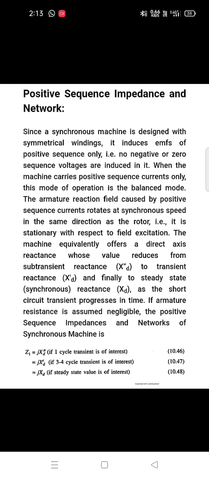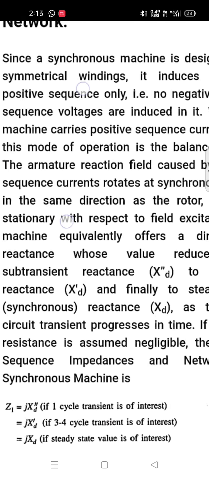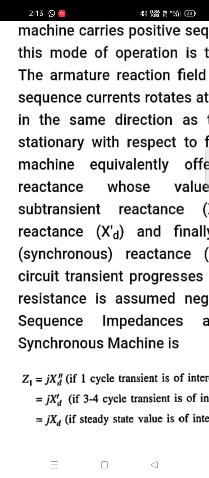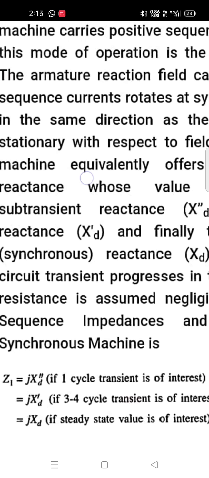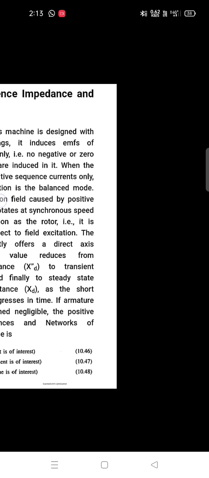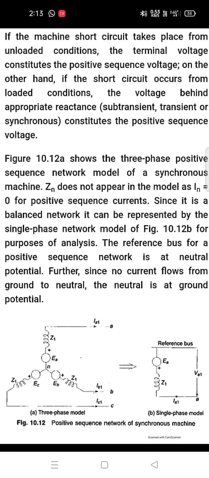As the short circuit transient progresses in time, if armature resistance is assumed negligible, the positive sequence network will be like this: j Xd'', if one cycle transient is of interest, it will be subtransient. For transient, it will be 3-4 cycles, and Xd for the steady state value. Now let's see its circuit here.